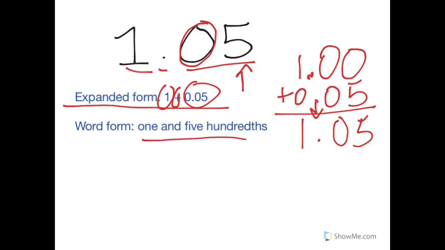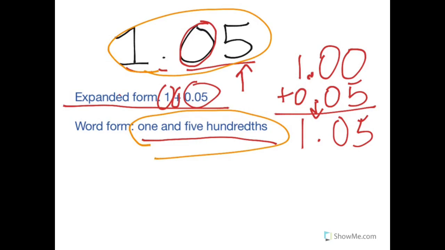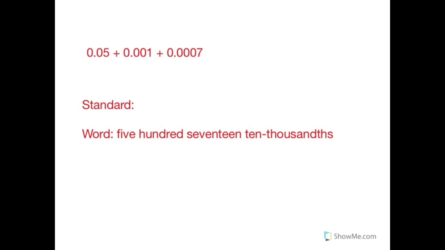And then for the word form, you write it exactly as you say it. So I'm going to use orange here to circle this. If you saw that number, you would say 1 and 5 hundredths. If I ask you to write it in word form, you would write 1 and 5 hundredths. Just that easy. Let's keep going.